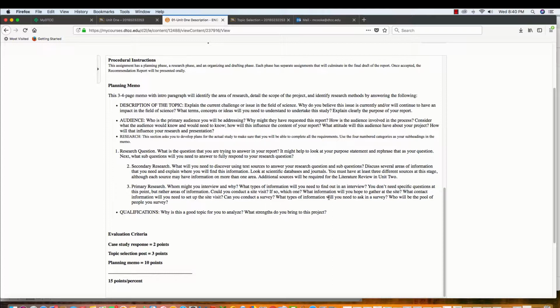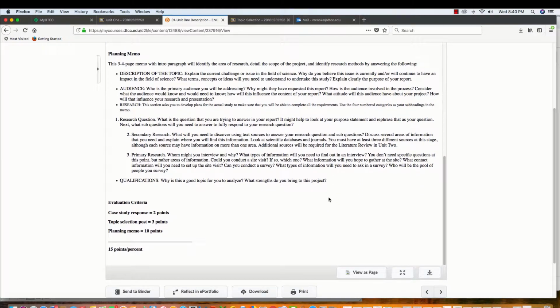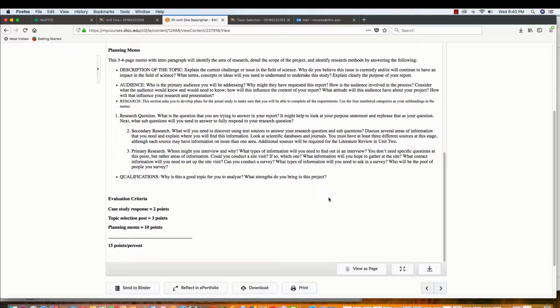So then we get into the research component. You're going to do 2 levels of research. You're going to do secondary research, which is what you are most used to, right? So you're going out and finding reputable sources using all of the information literacy skills that you have, making sure that your content is accurate and current. Unit 2 is a literature review. So that is the bulk of that secondary research.